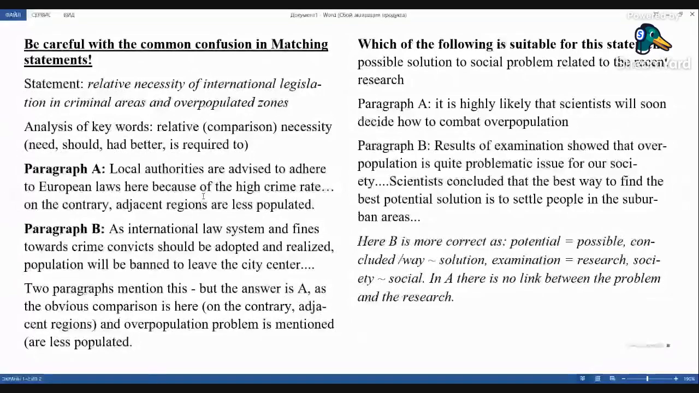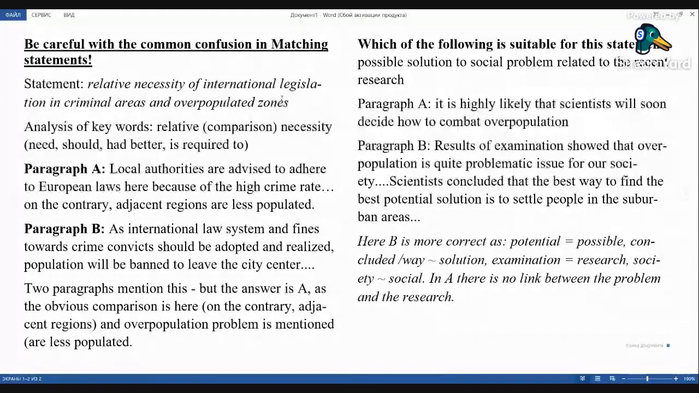And for paragraph B, let's say, we can see an international law system and fines towards crime convicts should be adopted and realized, population will be banned to leave the city center. Well, international law is mentioned, right? Fines are mentioned, convicts are mentioned, but there is nothing about overpopulated zones, or at least its antonym, not underpopulated, or not so densely populated, something like this. So we can't see anything about it. We can see should be adopted, yeah, but there is nothing about overpopulated zones.